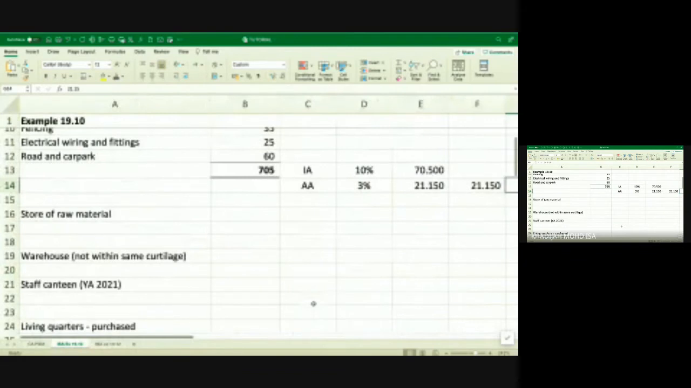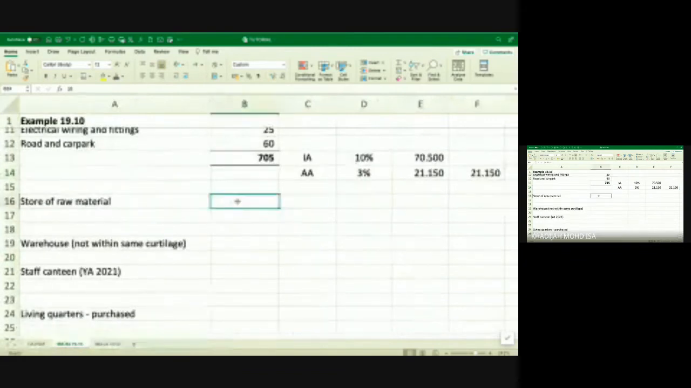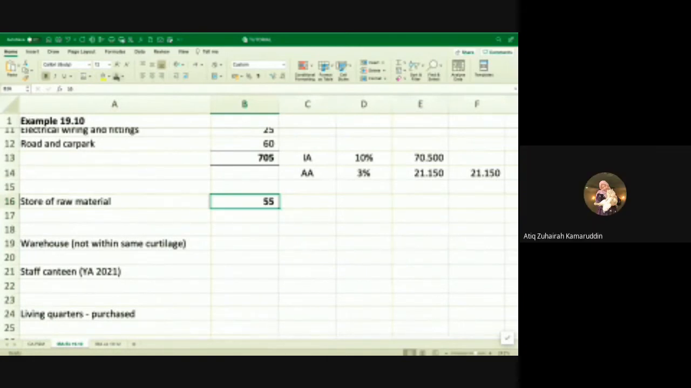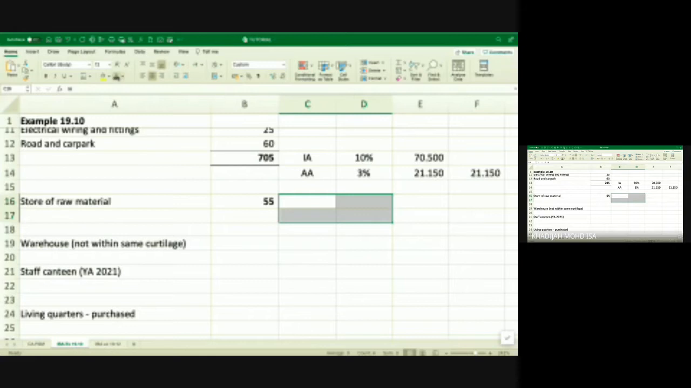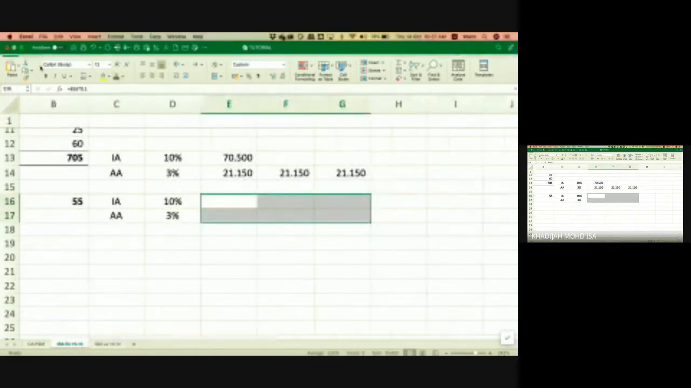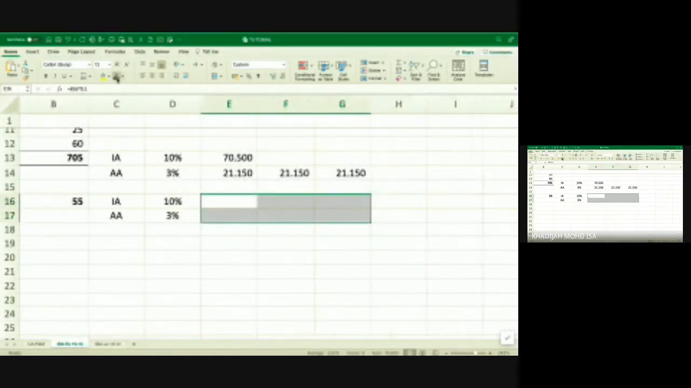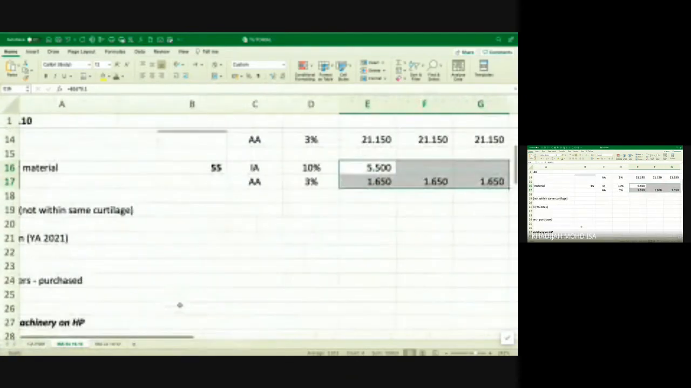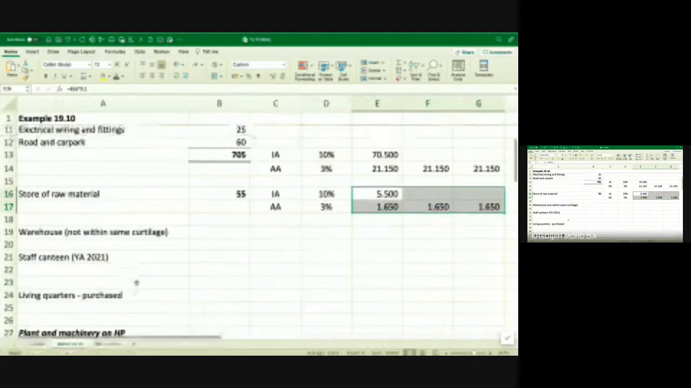The second one is the store of raw material. How much is the QE? 55,000. How much is the IA and AA? Similarly, store of raw material, 10% and 3%. So you compute your IA and AA at 10% and 3%, and that would be your IA and AA for the store.